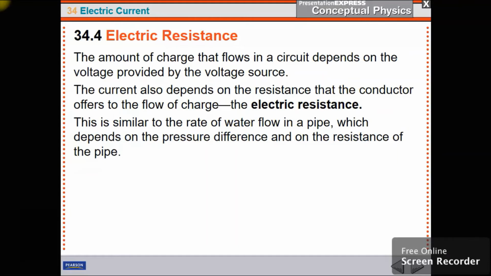How much charge flows in a circuit depends on the voltage provided by the voltage source. The current also depends on the resistance that the conductor offers to the flow of charge, the electric resistance. That's a heck of a sentence right there. So if we have voltage pushing electrons into a wire and the electrons come out the other end, what is resisting the flow of electrons through the wire?